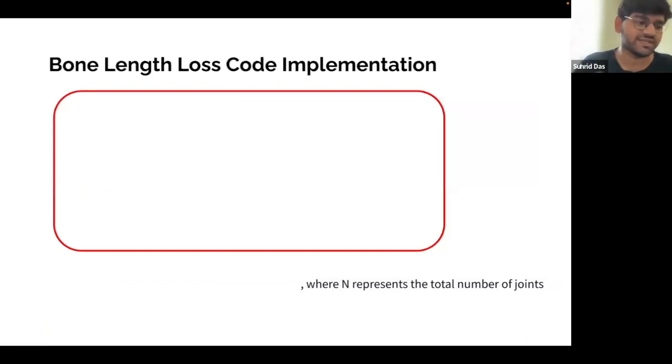So if you consider, for example, a human is moving. For example, we are moving, we are walking. It doesn't make sense if the length of the bone changes on every action we take. It doesn't happen in real life. So we need to implement that in the code.